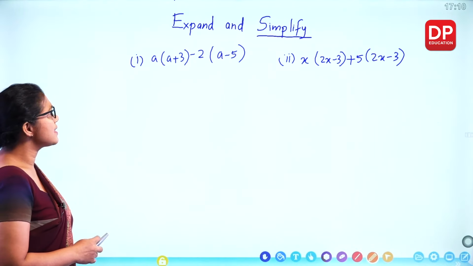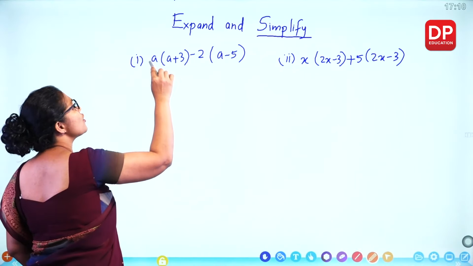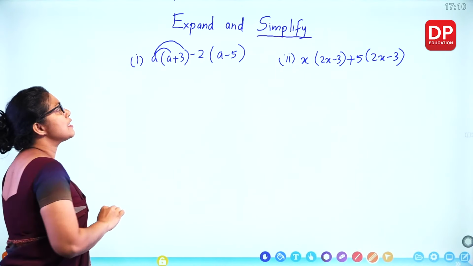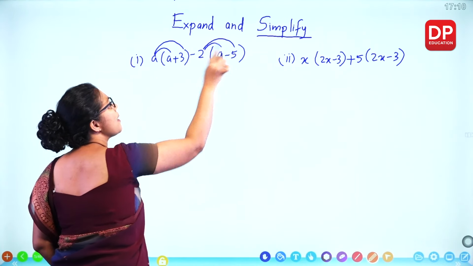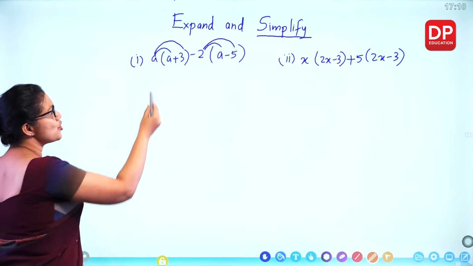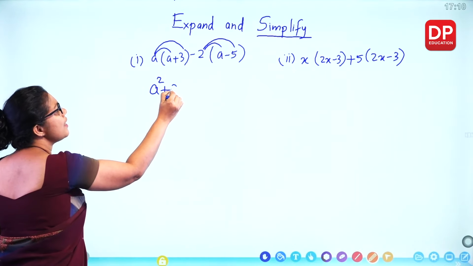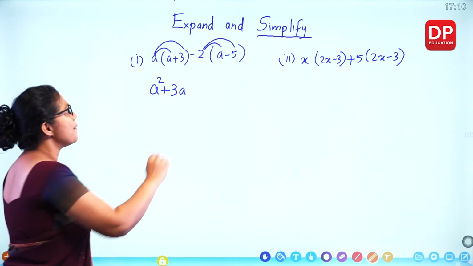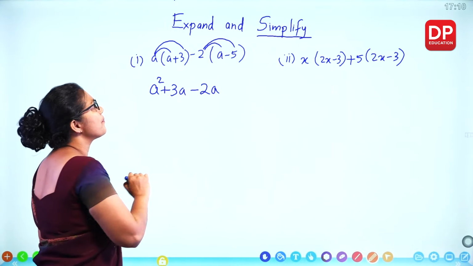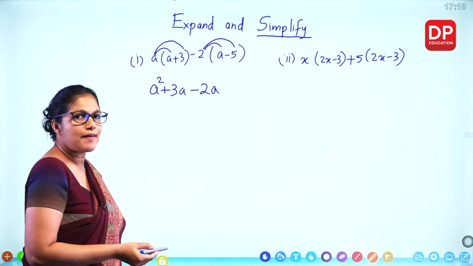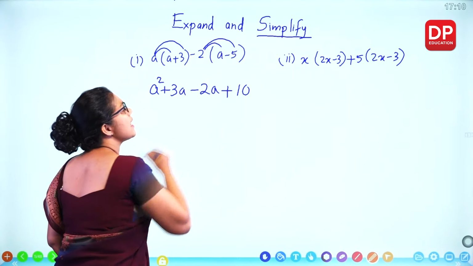You get two brackets and you are asked to first expand and simplify. So here what you do, same thing, you multiply by the outside number. This is also another bracket, you have to multiply by the outside number. And what you get, a times a squared. A times 3, 3a. What happens here? Minus 2 times a, minus 2a. Minus 2 times minus 5, minus minus becomes plus. 2 times 5, 10.